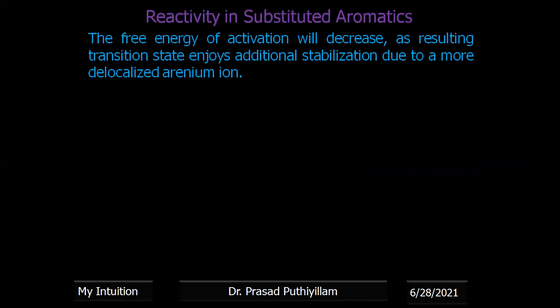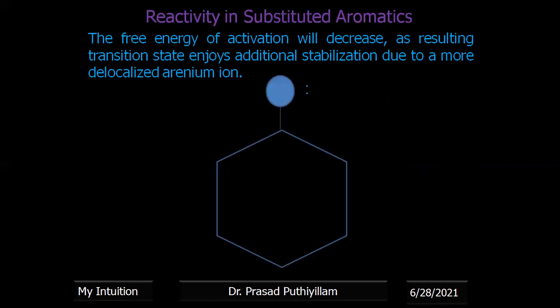Now, the free energy of activation will decrease as the resulting transition state enjoys additional stabilization due to a more delocalized Arenium ion. So this I can represent with a schematic representation. Again, I'm taking the same diagram, but an electrophile is attached. So it is electrophilic substitution, where the electrophile is not yet substituted as such.